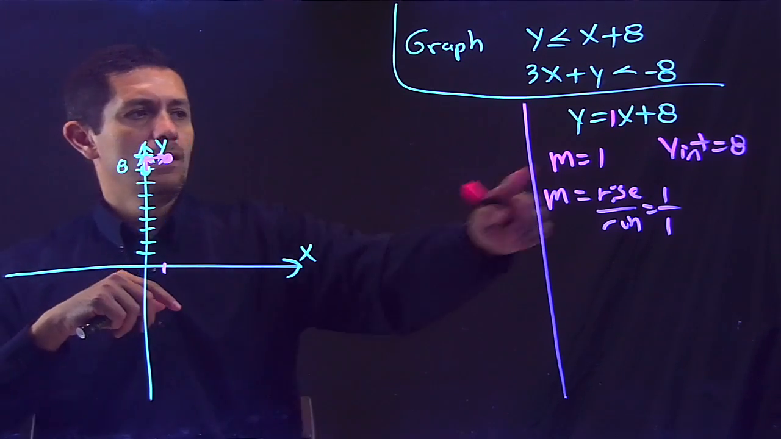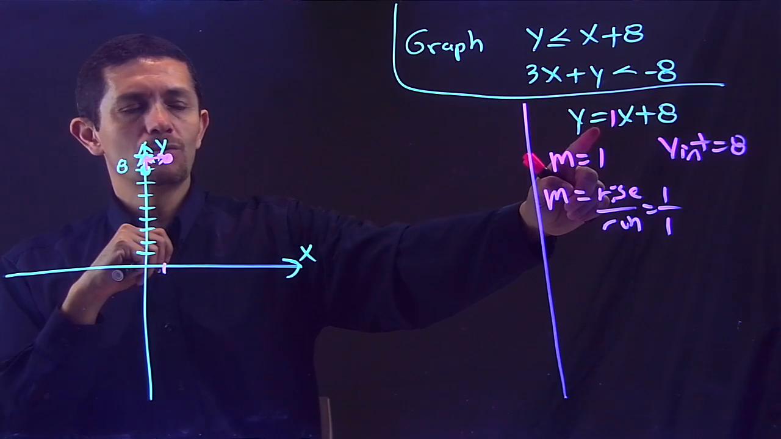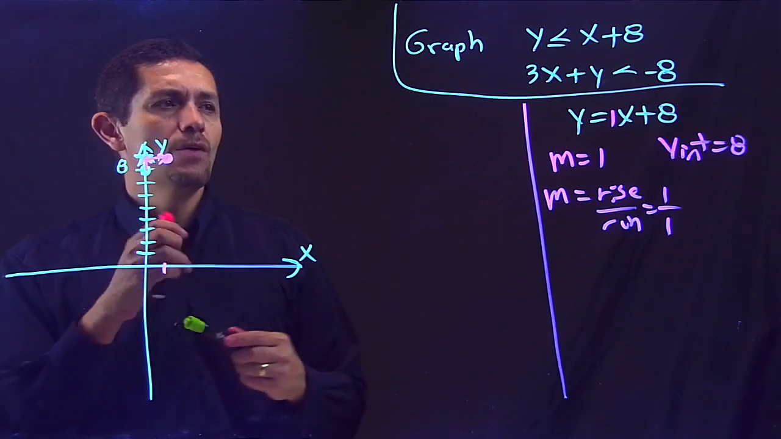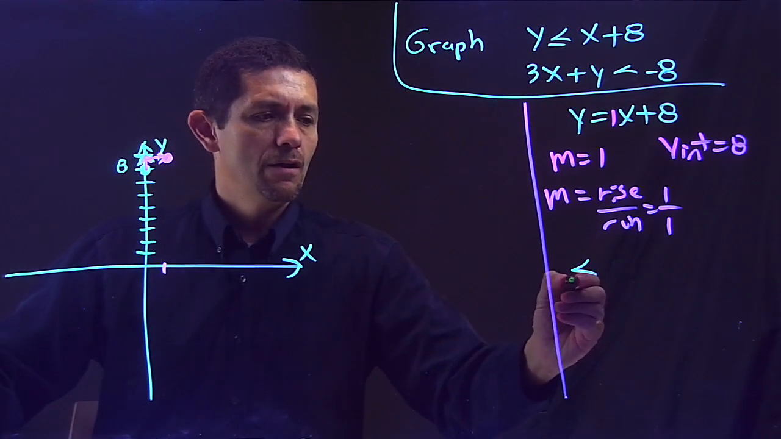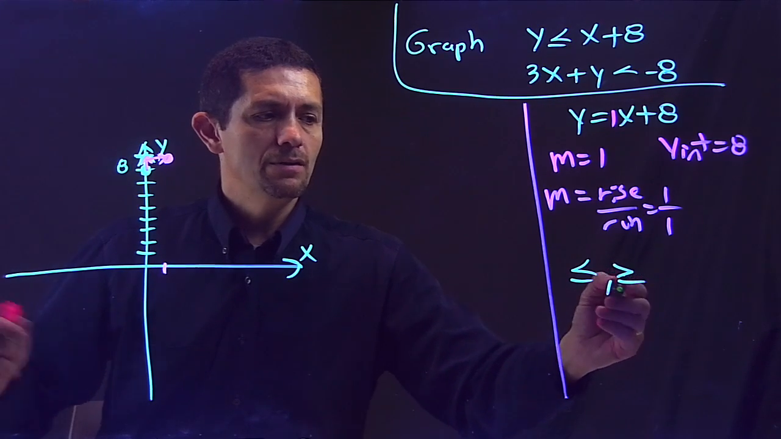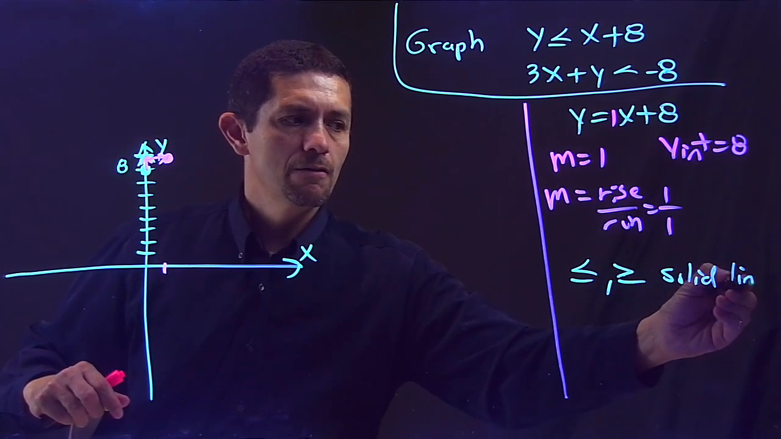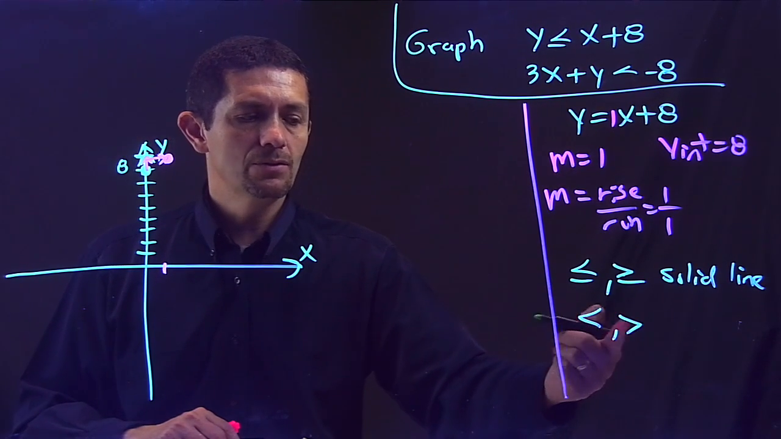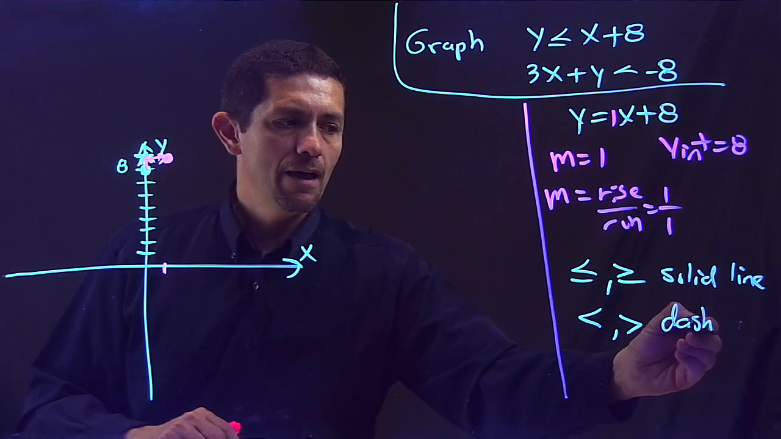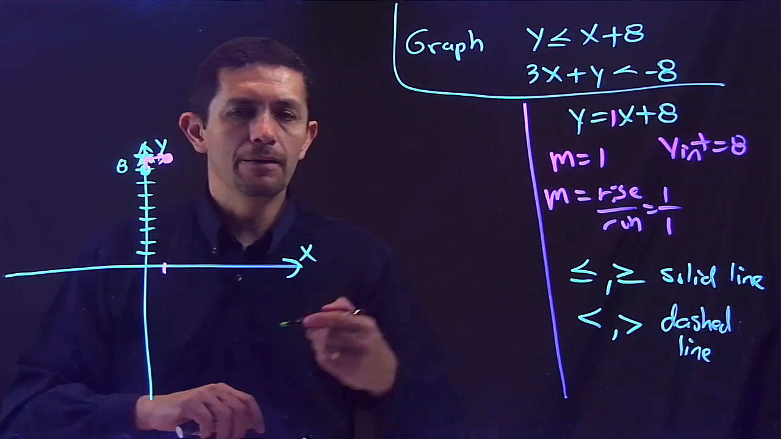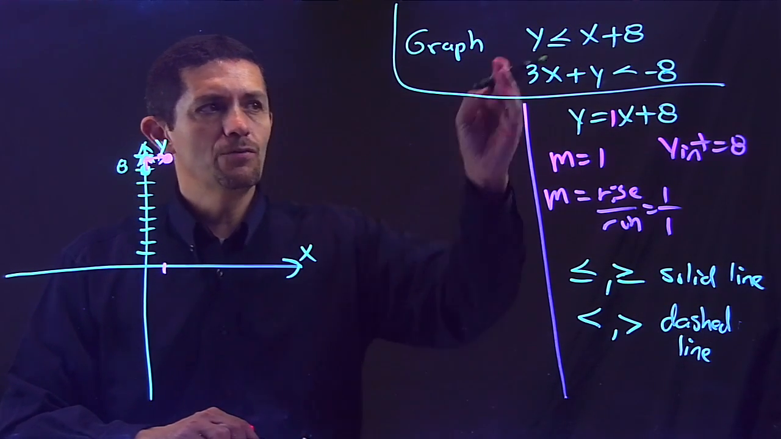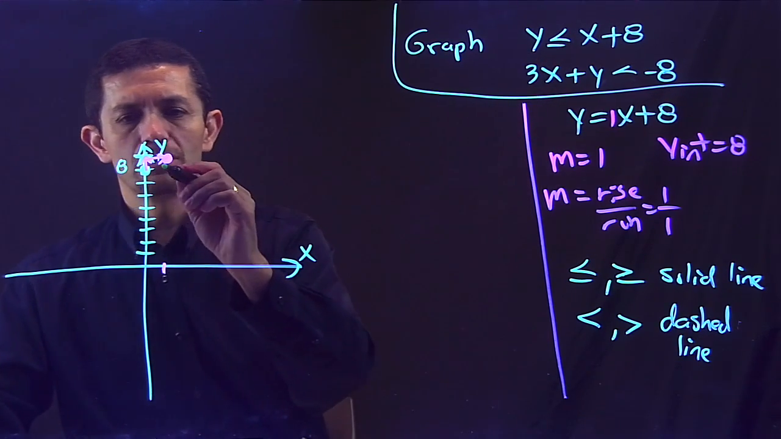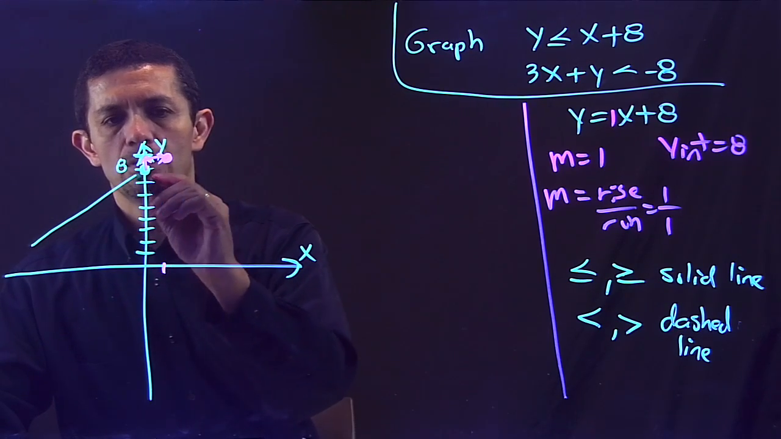Now I don't have an inequality symbol right now, so I'm going to go back to my original one, and I see that I have a less than or equal to. Every time I have less than or equal to, or greater than or equal to, this is going to be a solid line. If I don't have the equal, if I only have less than or greater than, it's going to be a dashed line. That's something we need to be careful about when we graph inequalities. The first one has an equal underneath, so this is going to be a solid line. So let's draw a solid line.